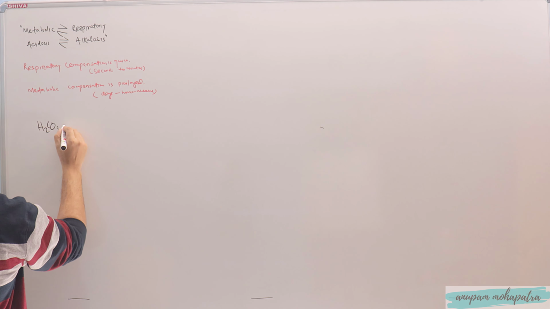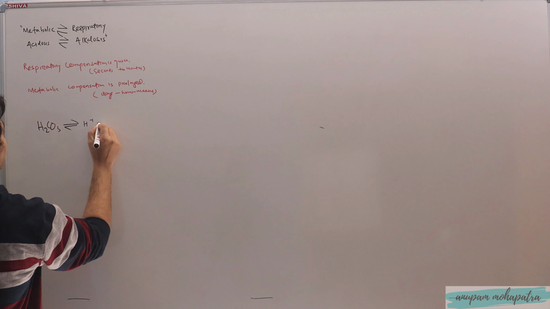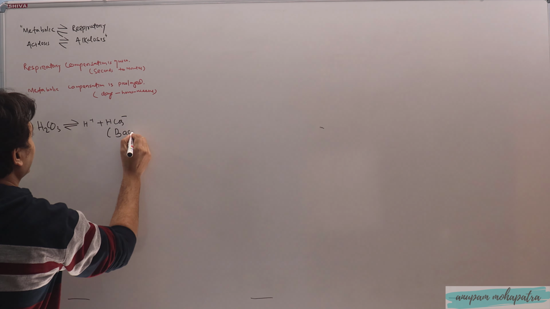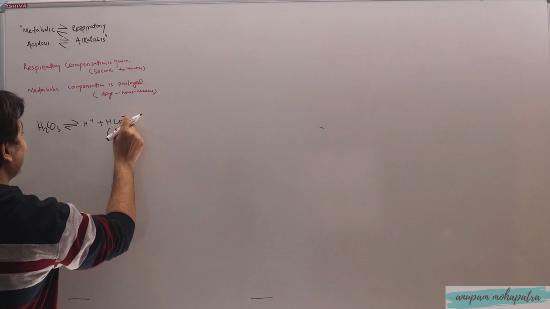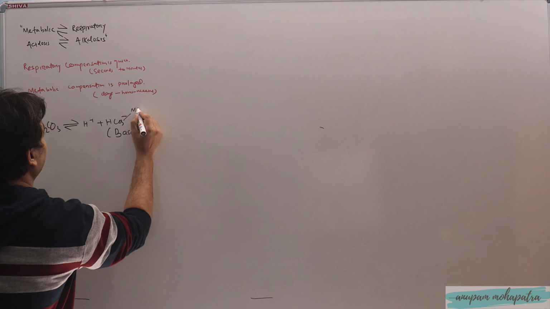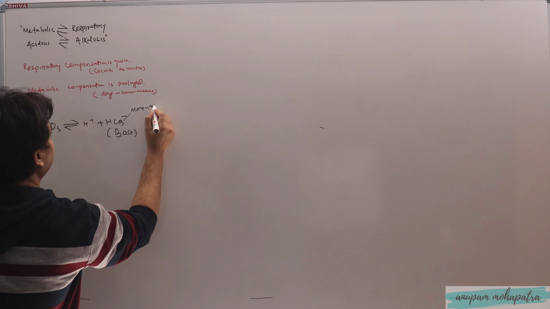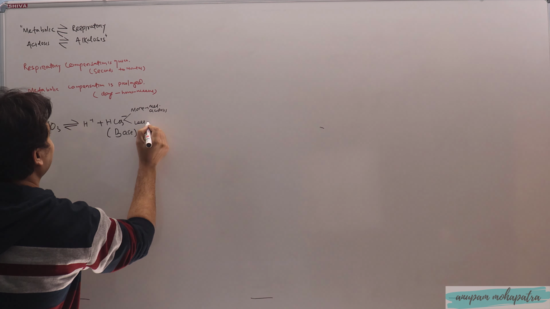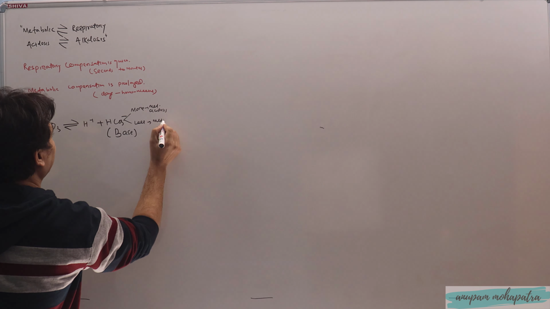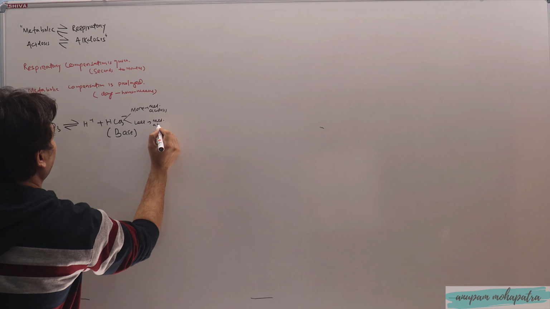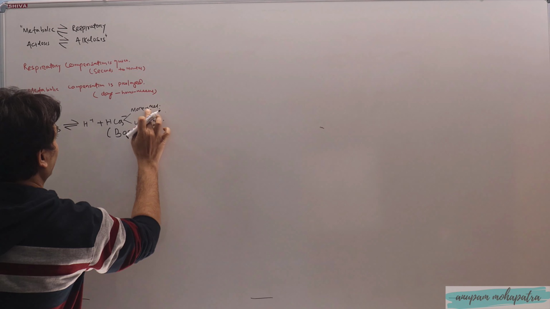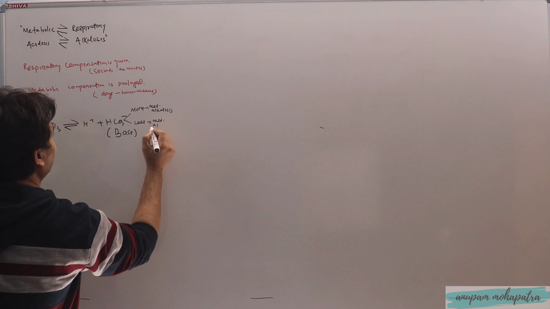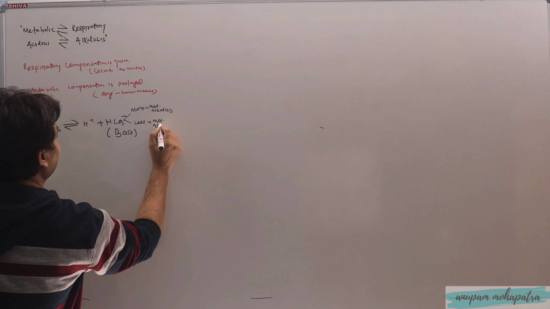Right? Another key concept that you have to remember is carbonic acid. So this bicarbonate is actually a base. If it is more, then it is metabolic alkalosis. If it is less, then it is metabolic acidosis.